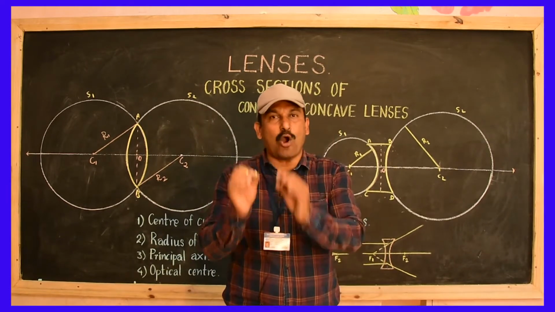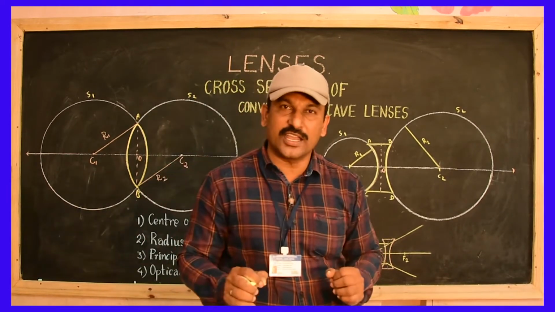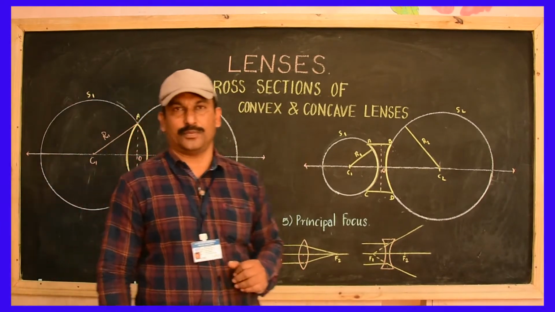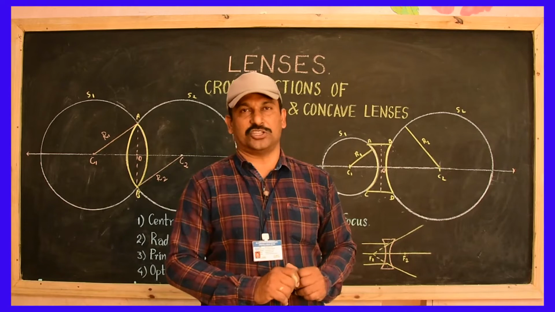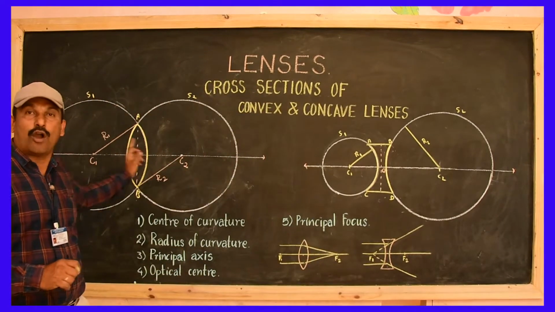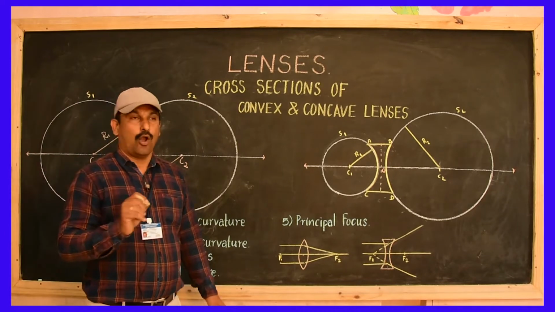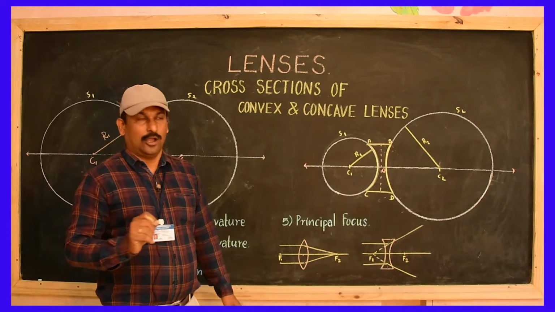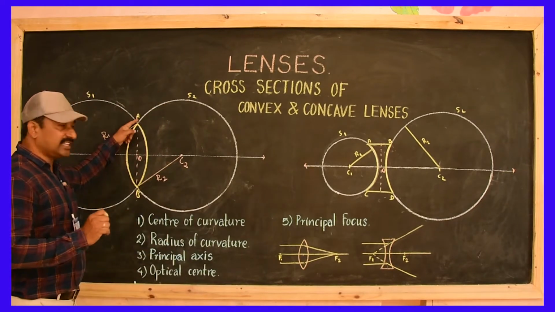Now some of the important terms that we are going to study in this part, first is center of curvature. Now what is center of curvature? Center of curvature is the center of the sphere of which a lens is a part.